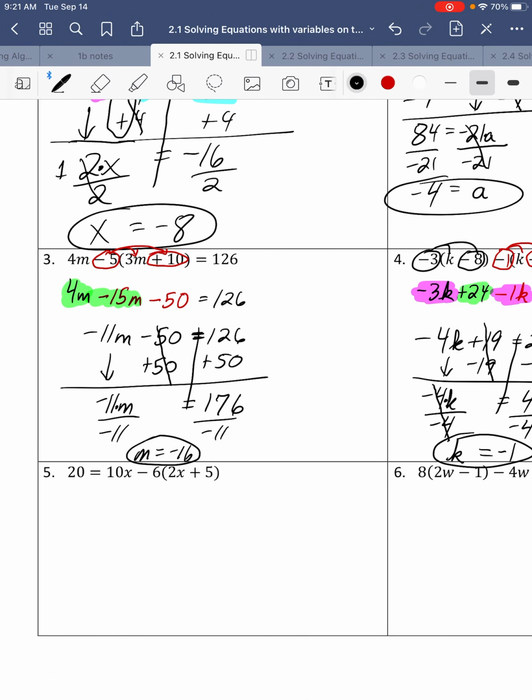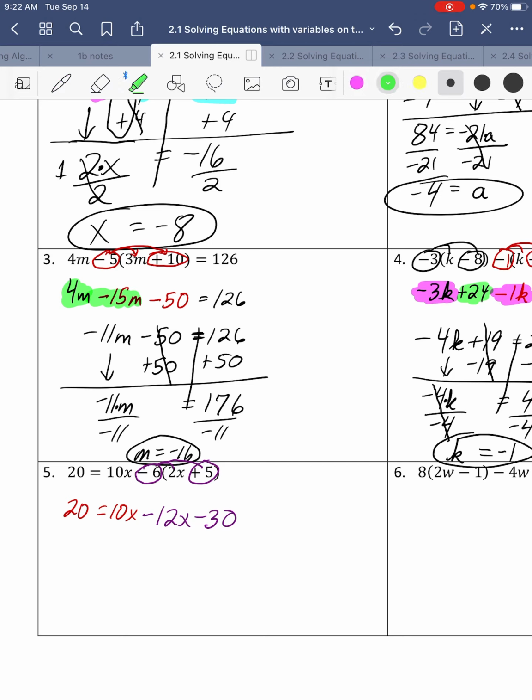Number 5. We have to simplify the -6, distribute that. First, before this, let's bring everything down. 20 equals 10x. And then let's distribute. -6 times 2x is a -12x. -6 times a +5 is a -30.